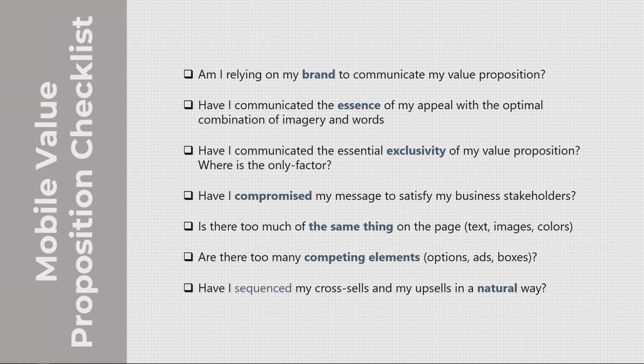All right? Number 4, have I compromised my message to satisfy my business stakeholders? I see this all the time with big brands. Our mobile environment suffers even more painfully than our desktop environment when all of these stakeholders are vying for space on the canvas. Keep it clear, simple, natural, focused, linear. Number 5, is there too much of the same thing on the page? Too much sameness creates blindness. And watch for that. Number 6, are there too many competing elements? That's not the same. This isn't sameness. These are boxes and banners and ads and offers that interfere with my linear progression. And finally, have I sequenced my cross-sells and my upsells in a natural way, where they naturally would occur in the thought sequence after someone has sufficient clarity to process the next offer?